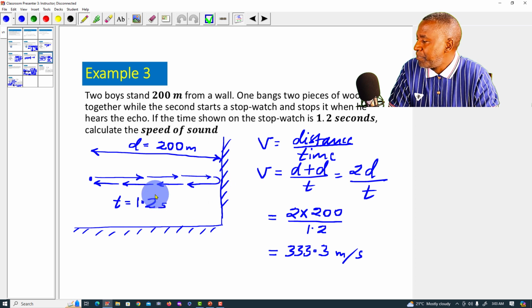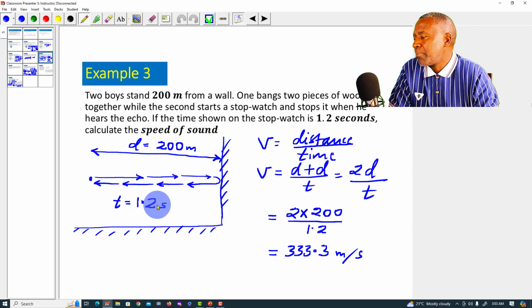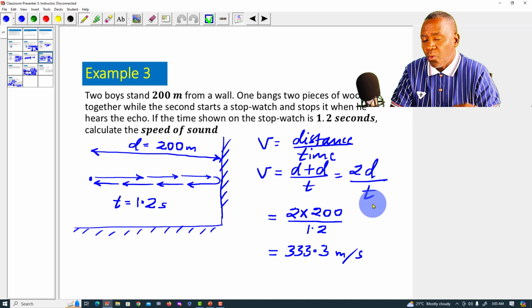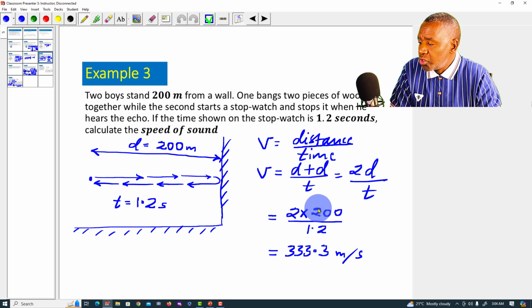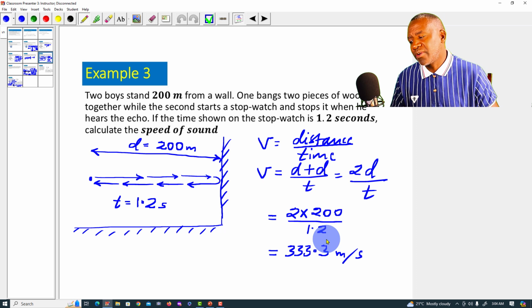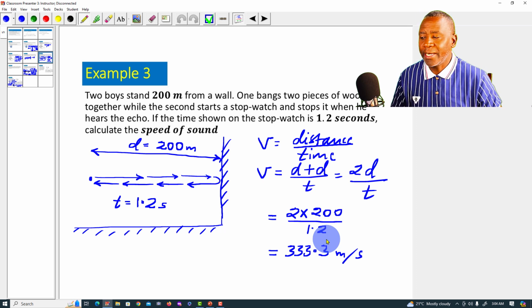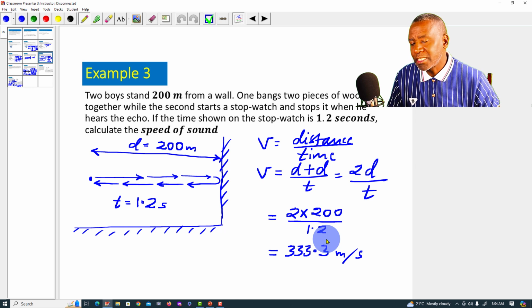So in the solution, I've already shown you that this distance here is 200 meters. The time it takes for sound to move from that point, hit the wall and come back is 1.2 seconds, and therefore speed is equal to distance over time. The distance is d plus another d. We usually refer to that as 2d over t. You have to read the question carefully to find out whether you have been given the t and what the t represents. All right. So 2 times 200 divided by 1.2, you get 333.3 recurring, and that is the approximate speed of sound in air.